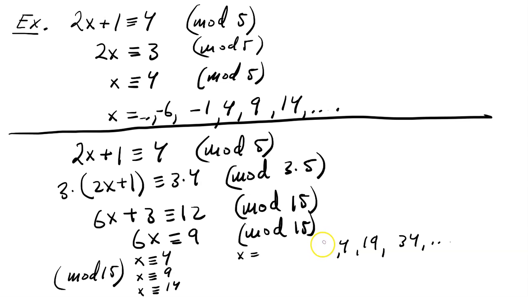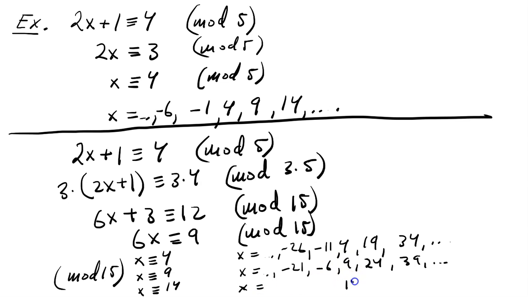And if you go the other direction, we have minus 11 and minus 26. And if you do similar here for these, so we have 9, adding all multiples of 15, so 24, 39, and so on. And if you take minus, so minus 6, minus 21, and finally this one, so we have 14, adding multiples of 15, so 29, and then we have 44, minus 1, minus 16.